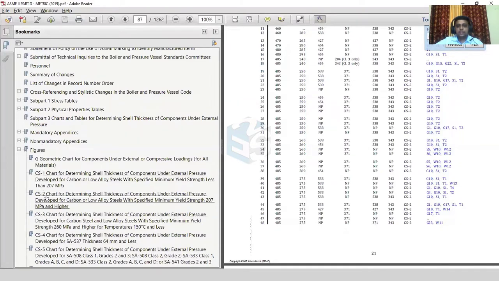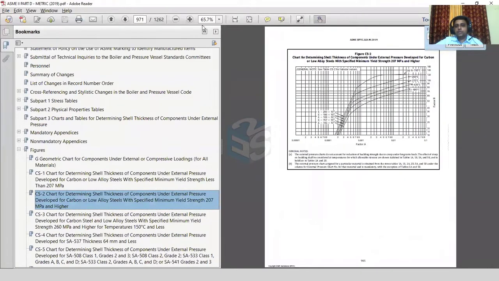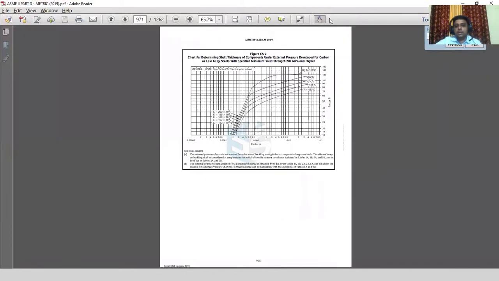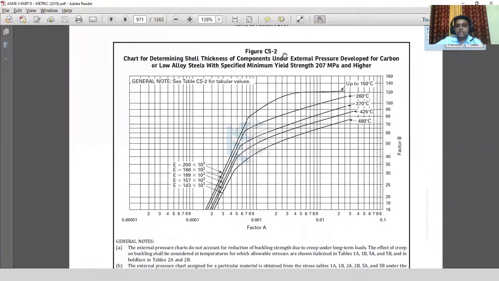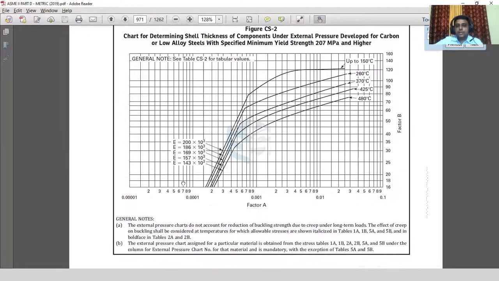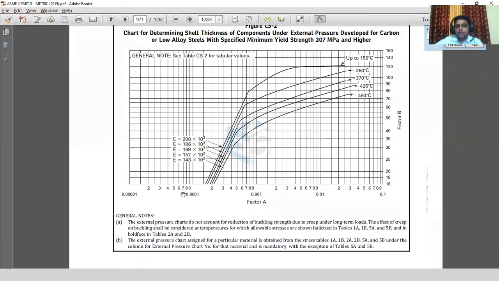So in that, CS2 is the chart we are looking for. So now we are in the correct material temperature chart for SA516 grade 70. Now we need to check where our factor A is and how to calculate the value of factor B from that. So there are two possibilities.